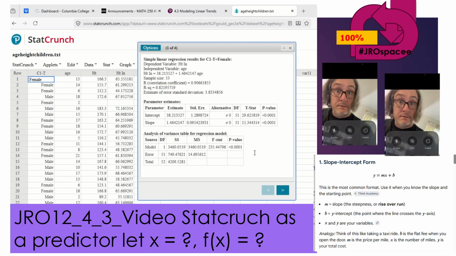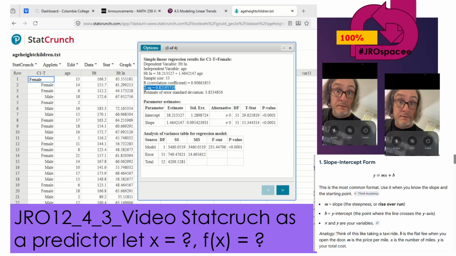For the females, we have it broken down like that. And we have the intercept, the slope. Up here you have the equation. It tells you here's your correlation coefficient, and that's a pretty good predictor. Age is a pretty good predictor of height.